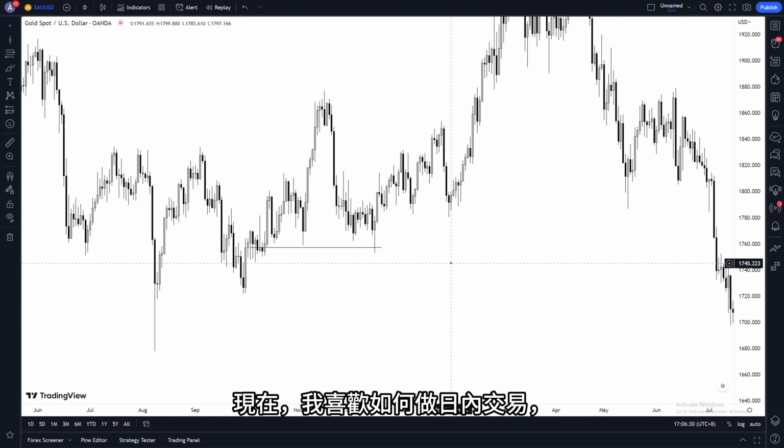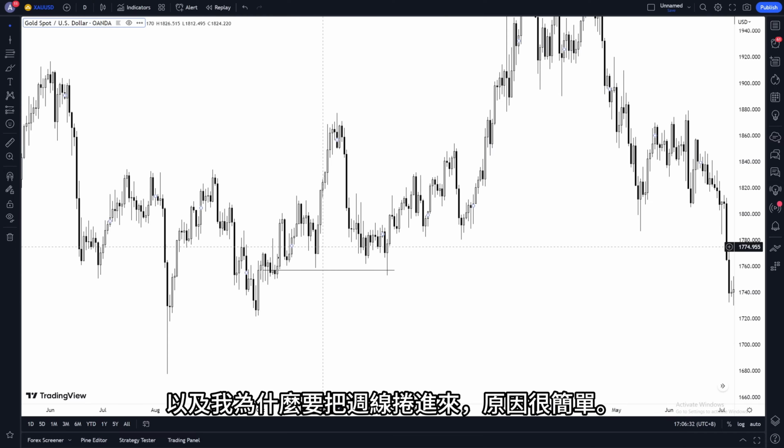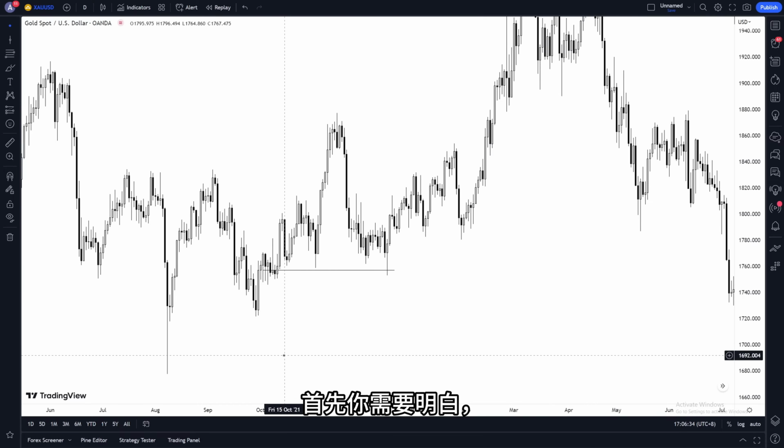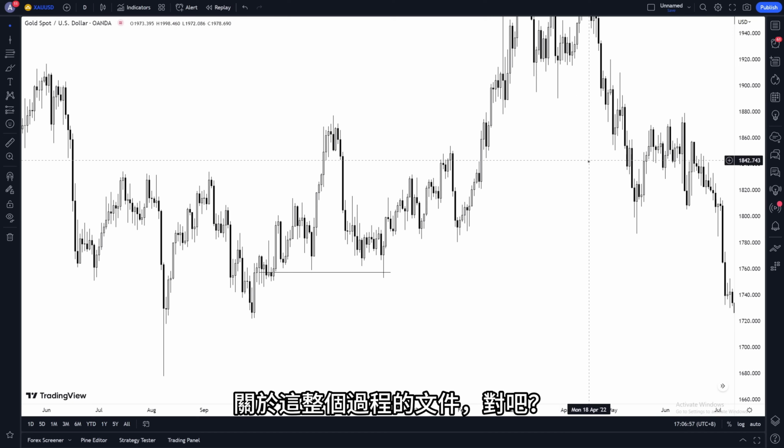Now, how I like to play intras and why I'm even involving the weekly is very simple. So first thing you need to understand, we don't know the monthly storyline. Second thing you need to understand, we do know the weekly storyline. It's just been confirmed bullish, okay? And why are our entries going to be involving the daily? Because yes, it's weekly bullish storyline, but also because the obstacles are areas that we can try and place trades from. Okay, so I'll tell you something, and I have a whole documentation of this entire journey.